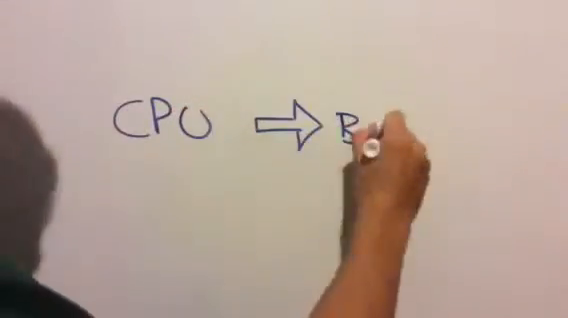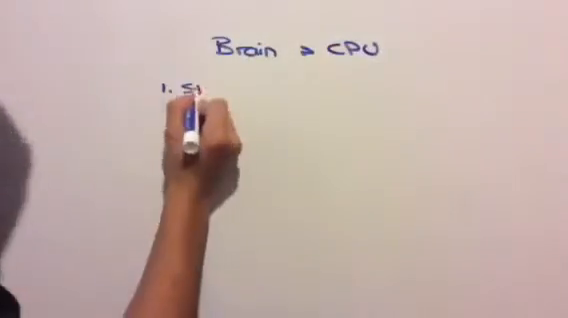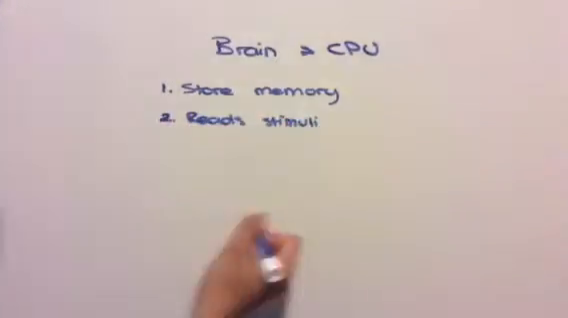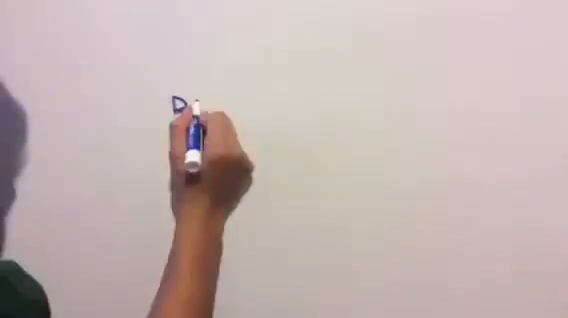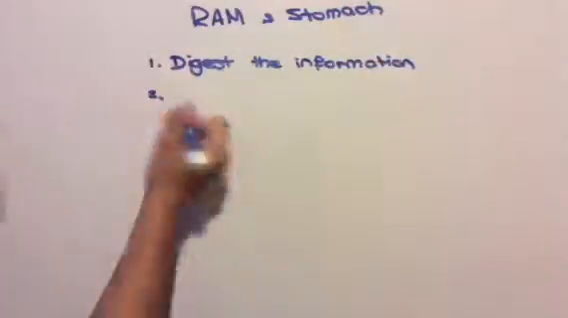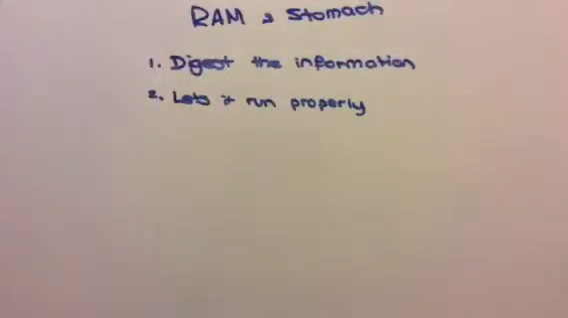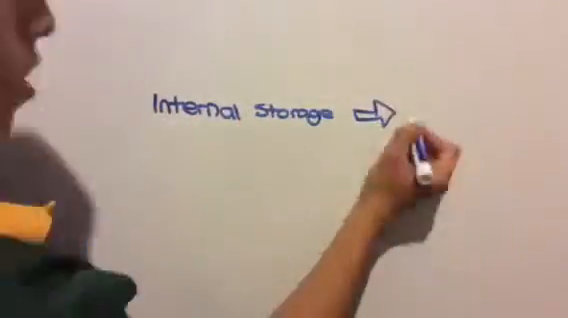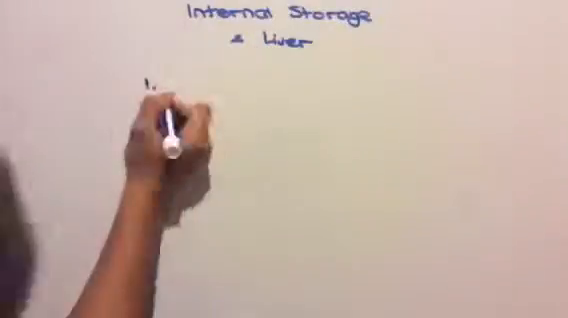It contains all its parts to help it function, such as the CPU, which is like the brain of the human body. It reads a stimulus and reacts to other components. Then you have the RAM, which is like the stomach. This helps digest the food and allows the computer to run properly. Then you have the internal storage, which is like the liver. This helps hold up the information.